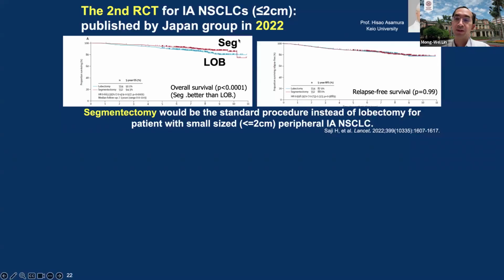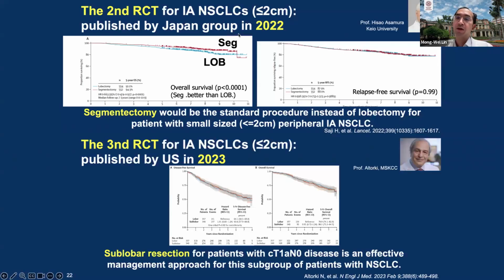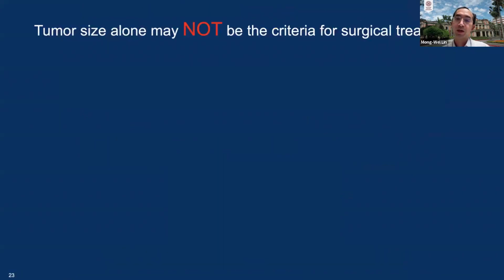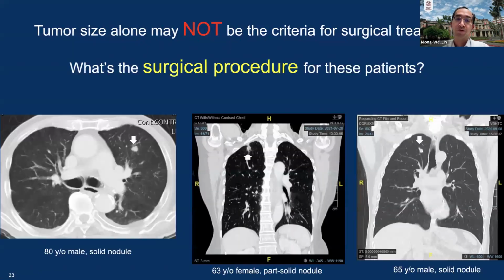And now we finally have the second and third RCTs from both Eastern and Western populations showing that sublobar resection is a reasonable option for peripheral lung cancer smaller than 2 centimeters. However, we also realize that tumor size alone may not be enough to decide the surgical method. Other factors clearly influence how we choose the surgical procedure. For example, for these 3 patients, different surgeons might reasonably choose different kinds of surgery: lobectomy, segmentectomy, or wedge resection.